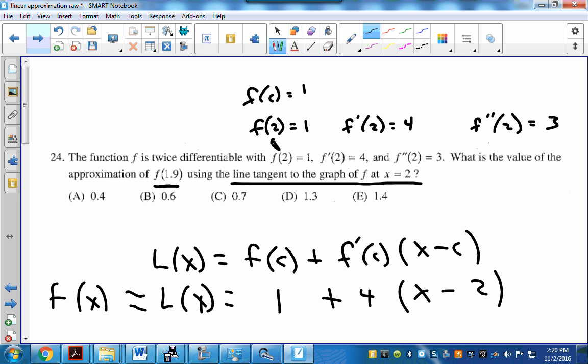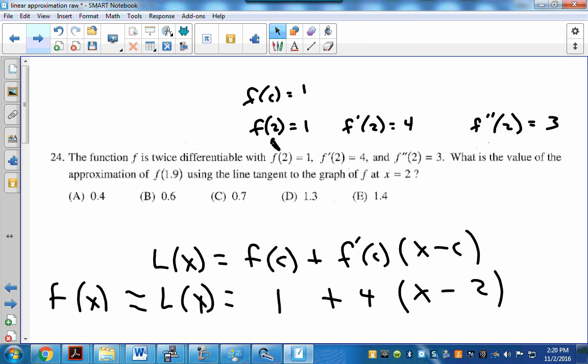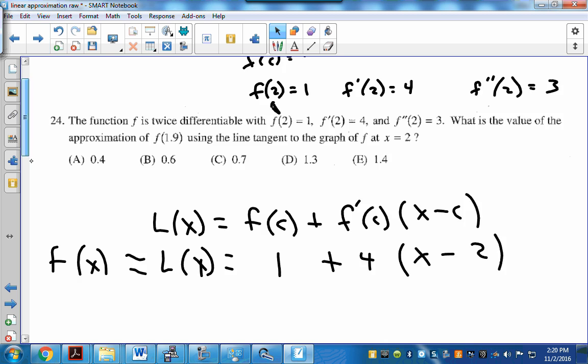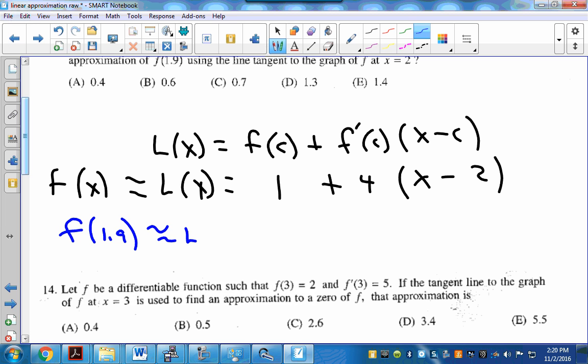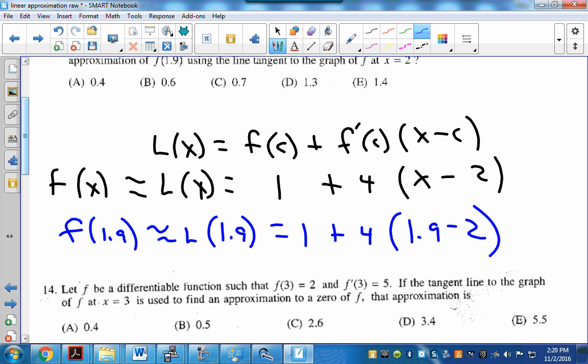There was no calculator on this. Hopefully you can do simple arithmetic. Just put 1.9 right there after the f. F of 1.9 is about the same as L of 1.9, which is equal to 1 plus 4 times 1.9, take away 2. So what's that? Negative a tenth? Okay. Times 4 is negative 4/10. 1 minus 4/10. Answer.